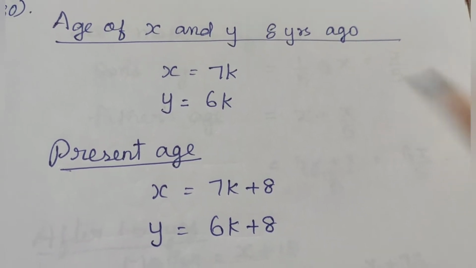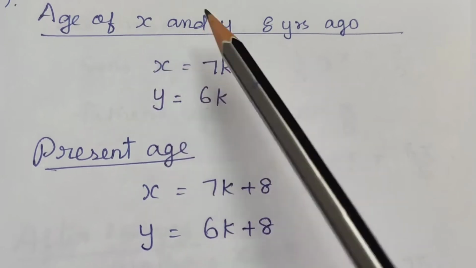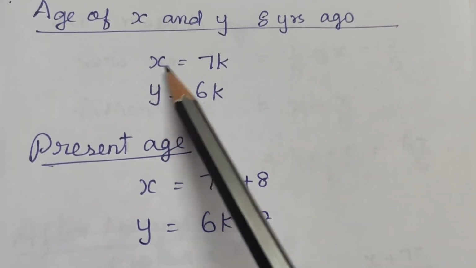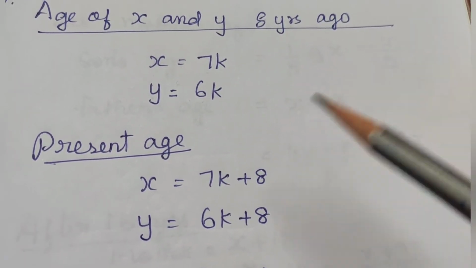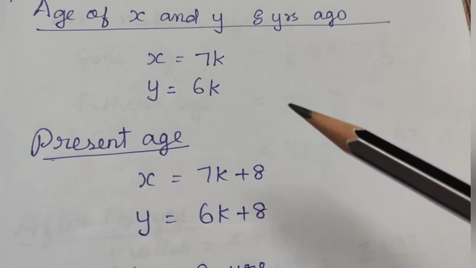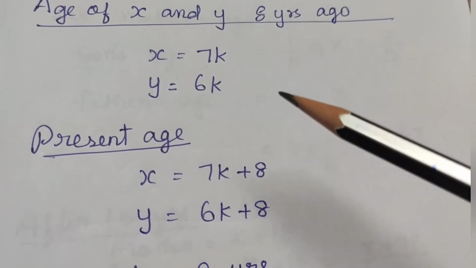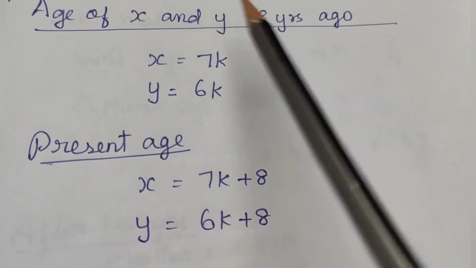Or I'll do one thing. Already we have X, so I consider K. Age of X and Y 8 years ago. Let age of X be 7K, age of Y be 6K. Because I said 7x and 6x, but it would create a confusion because already X is here. So instead of X, I will use K. We need to use a variable. That's all. A constant we need to use.